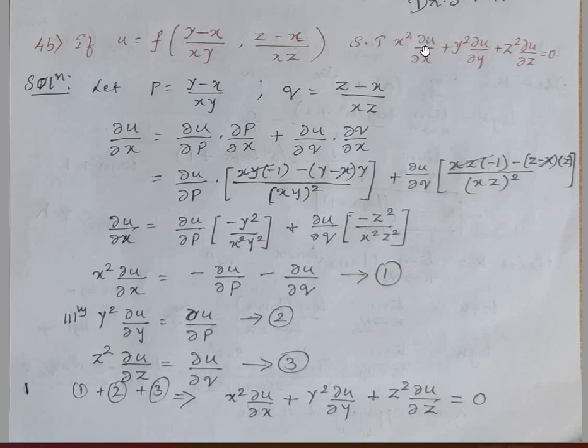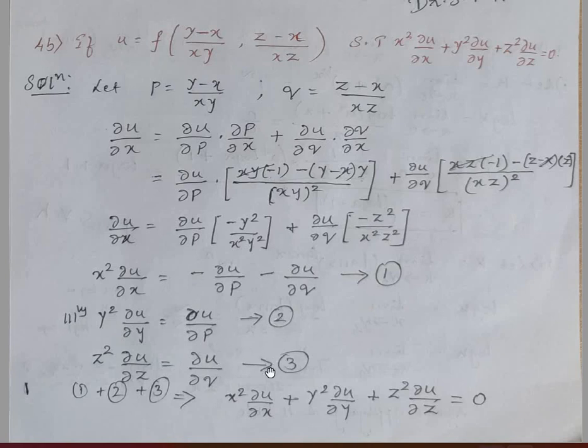So in the required result, I need to multiply del u by del x by x square. I multiply by x square del u by del x and I got the value as minus del u by del p minus del u by del q. Name that as equation 1. Similarly, I can find del u by del y using chain rule, then multiply by y square. Finally I got y square del u by del y as del u by del p. Similarly, z square del u by del z as del u by del q. Name those as equations 2 and 3.